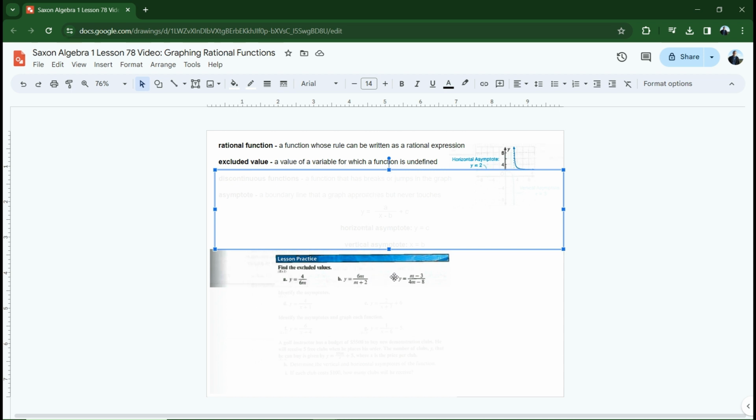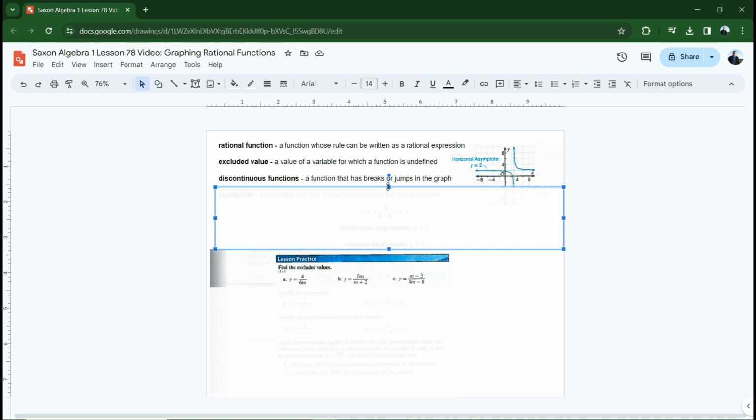You'll notice that the first part of our lesson practice is going to be finding excluded values. We'll do that in just a little bit. We call these rational functions discontinuous. Now, they're not the only type of discontinuous function, but they're one type, meaning that they'll have a break or a jump in the graph. The graph doesn't smoothly move across from one side to the other. There's a break or a jump.